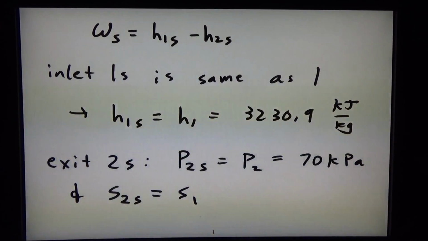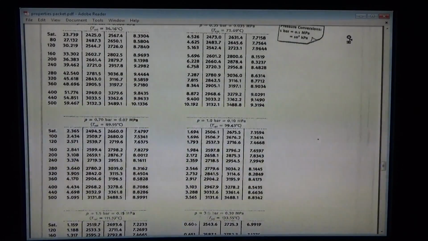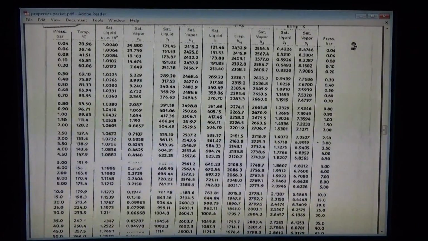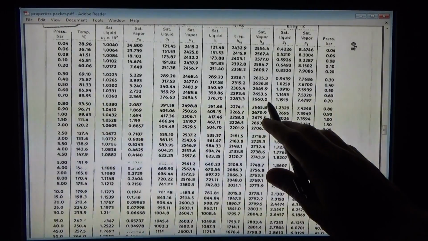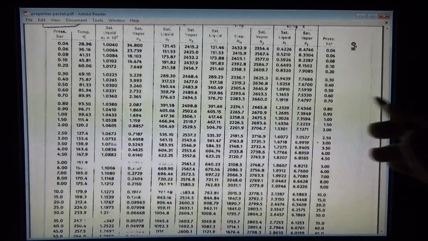So with P2S and S2S we can determine the phase of 2S. So we would need to look up H sub G at P2S, also H sub F. P2S is 70 kilopascal or 0.7 bar. So at 0.7 bar, Hg is 26... alright, hang on, go back.